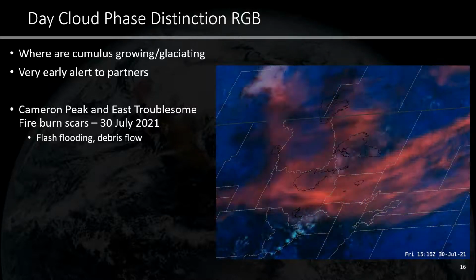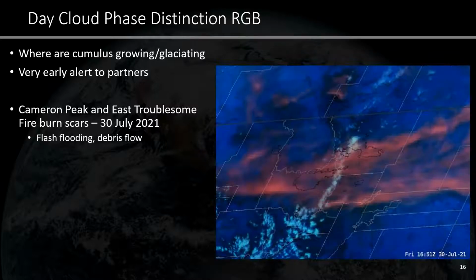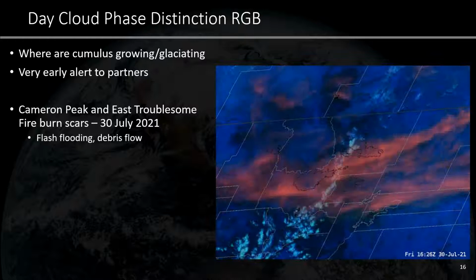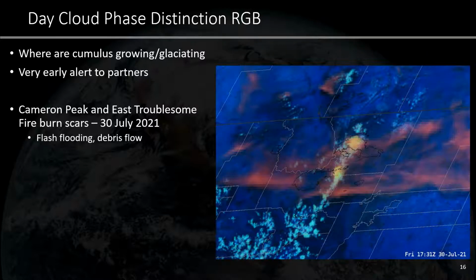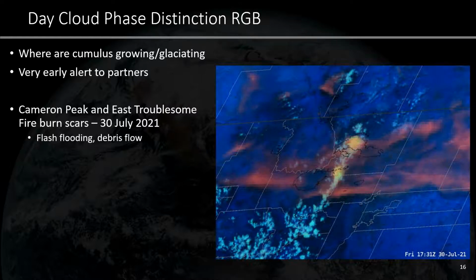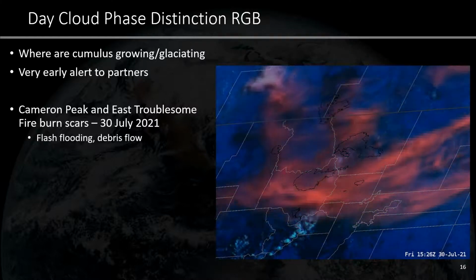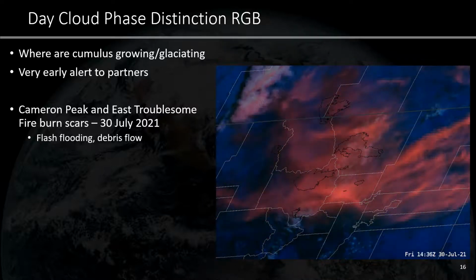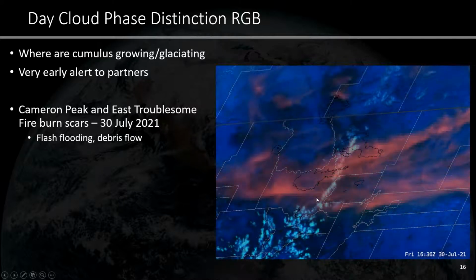Maybe they have crews working recovery efforts on the burn scar. You start to see that glaciation, you're going to want to let them know that lightning's becoming more likely with the mixed phase developing within the cloud over the next maybe hour or so, but also they should prepare because you're starting to see that initiation, and the flash flood threat would also be increasing over the burn scars.